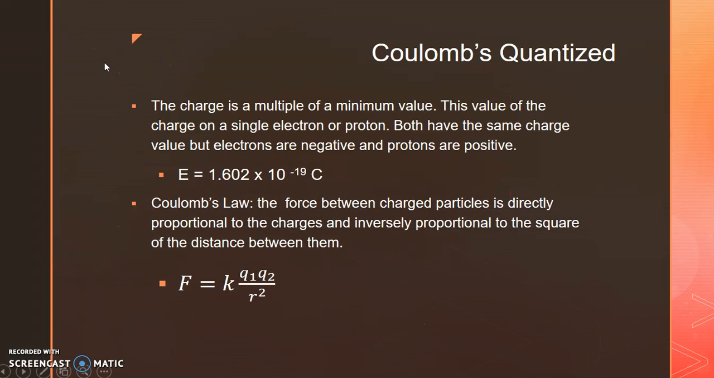All right, so now we're going to talk about Coulomb's law, and charge being quantized. The charge is a multiple of a minimum value. It is the value of the charge on a single electron or proton. Both have the same charge value, but electrons are negative and protons are positive. So if you see the constant e, you have it below. It's 1.602 times 10 to the negative 19th coulombs.